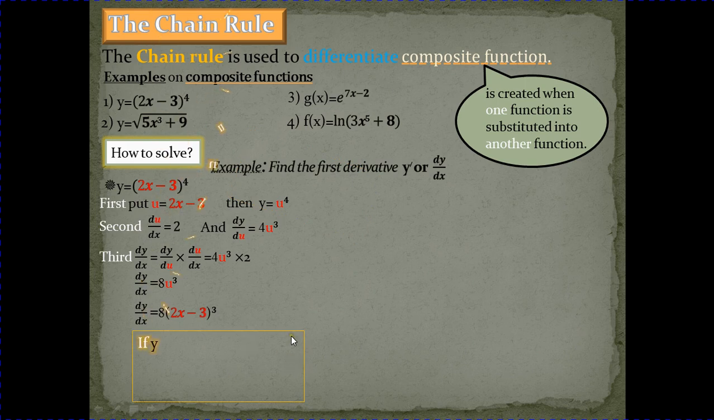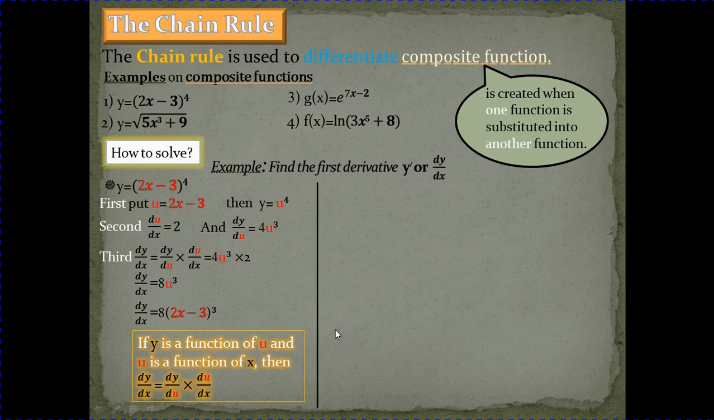Then the chain rule tells us if y is a function of u and u is a function of x, then dy by dx equals dy by du multiplied by du by dx. Then let's solve it by another method. I prefer it.